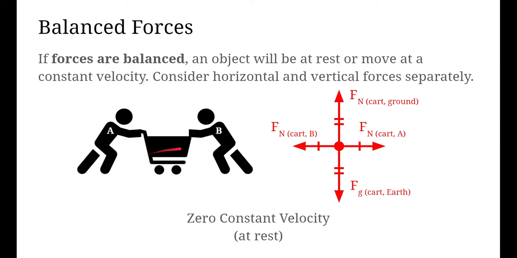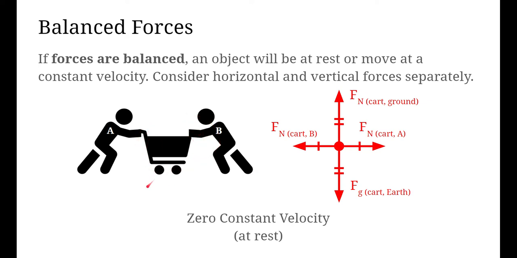So for our first example on your notes, we have two people that are pushing on the same shopping cart. So you can go ahead and draw this force diagram next to this picture on your notes. And while you're drawing it, you can see that the forces in the x direction are balanced, meaning that the force that person A is providing, pushing to the right, is equal in magnitude to the force that person B is pushing to the left.